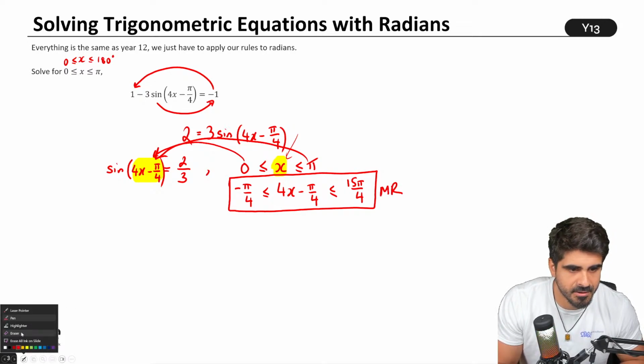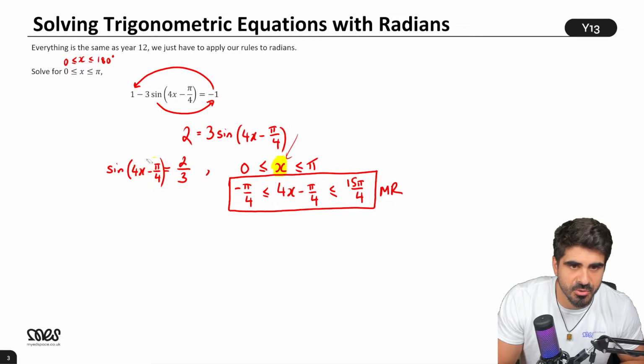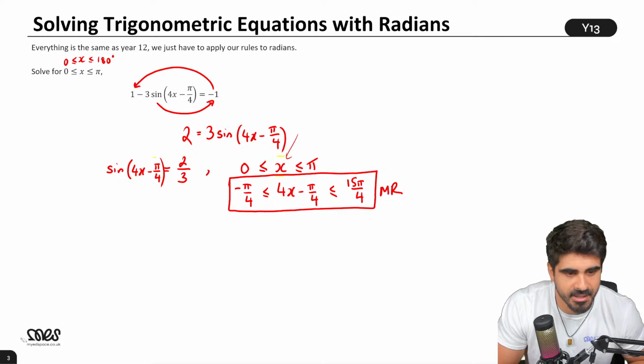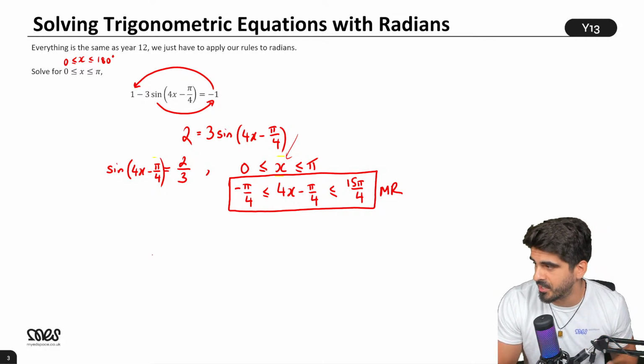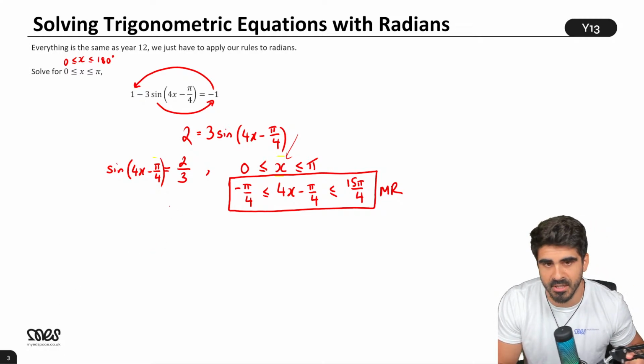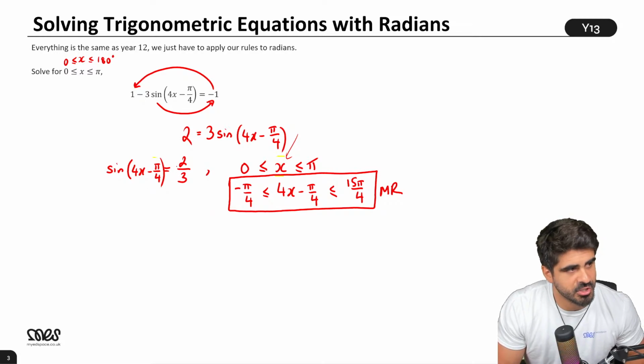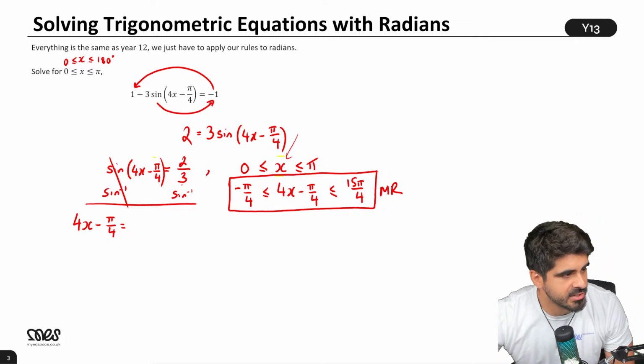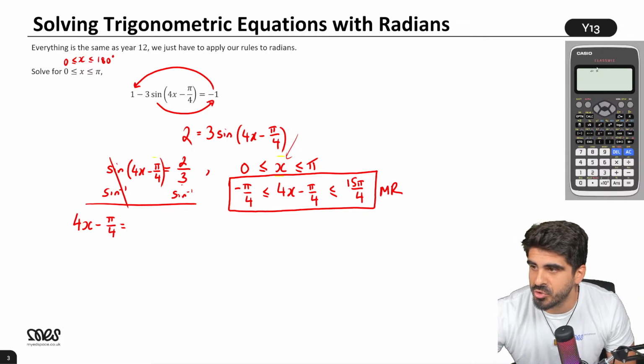Okay, now we can do inverse sine. We're going to need our calculators. I'm going to show you guys a few tricks here which are going to help you solve things really quickly. So we're going to do inverse sine. Get your calculators out. Now this is for 4x minus pi over 4. You have to be in radians here. So at the top, make sure it says R. So we're going to do inverse sine of 2/3.